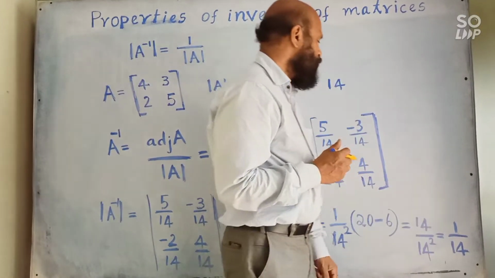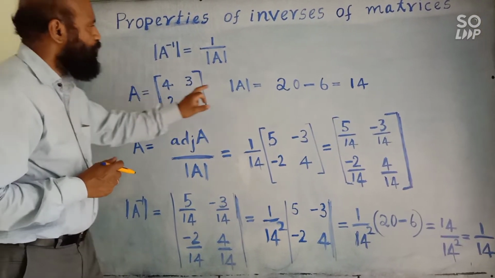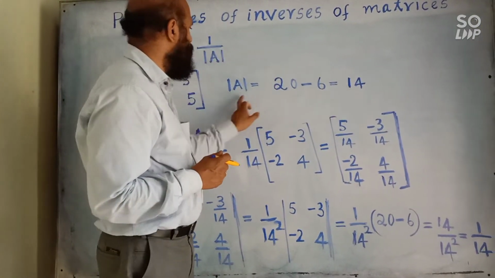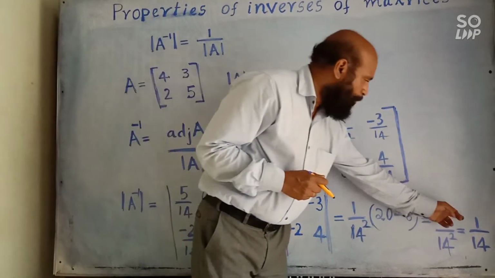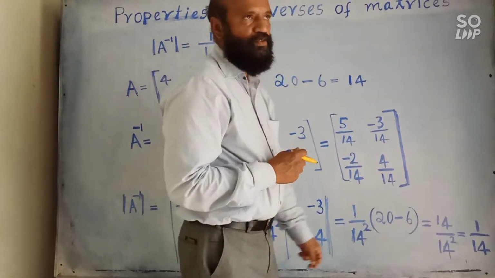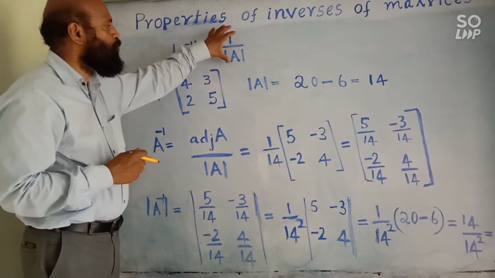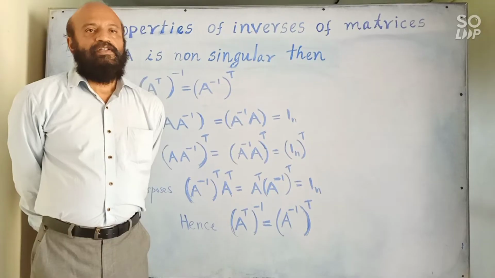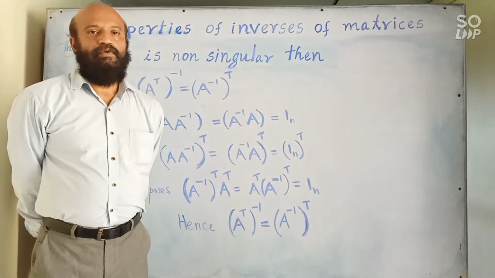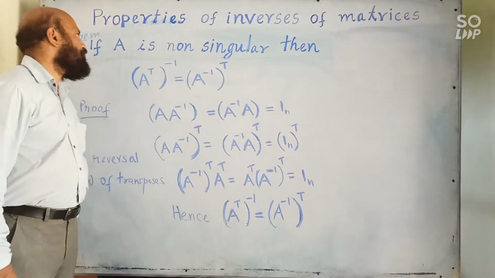So 1 by 14. Now it's very clear. Determinant of A is 14. Determinant of A inverse is 1 by 14. So from this it is clear that determinant of A inverse is equal to the reciprocal of the determinant of A. Now let us see another property of the inverses of matrices.